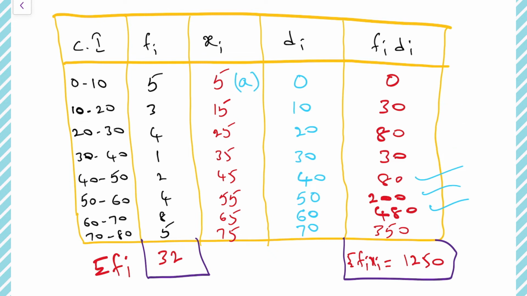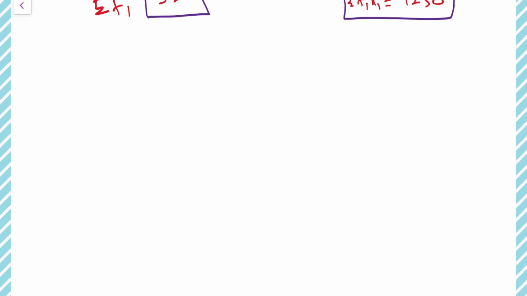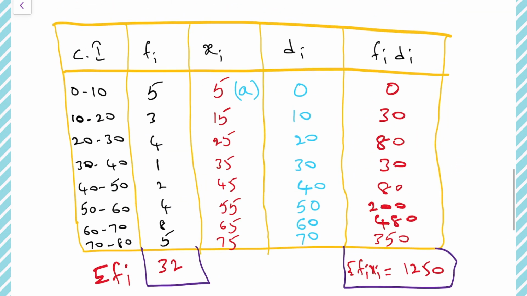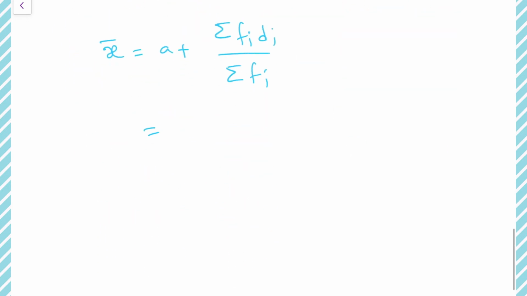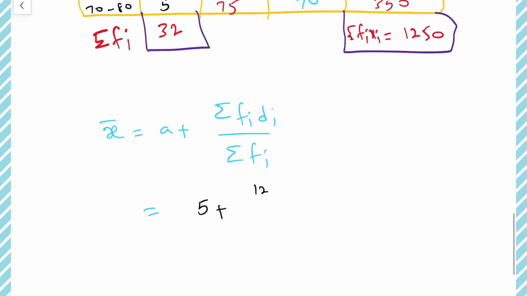So now let us write the formula to find the mean by the assumed mean method. The formula is x bar equals a plus sigma fidi divided by sigma fi. The a value which we took is 5. So in the place of a, substituting 5, plus sigma fidi 1250 divided by sigma fi 32.